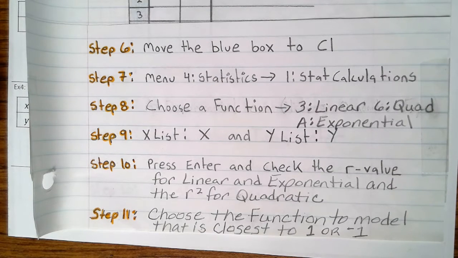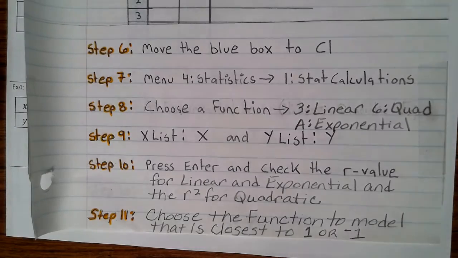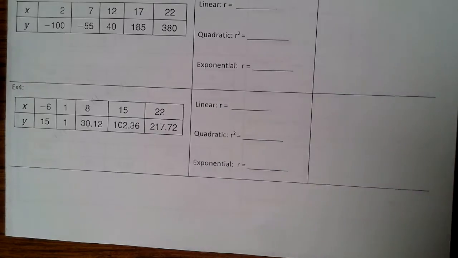Step 9, X list X and Y list Y. Step 10, press enter and check the R value for linear or exponential and the R squared for a quadratic. Step 11, choose the function to model that is closest to 1 or negative 1. If you would, go ahead and finish up your notes. All right, now your notes are completed. Let's take a look at the examples.